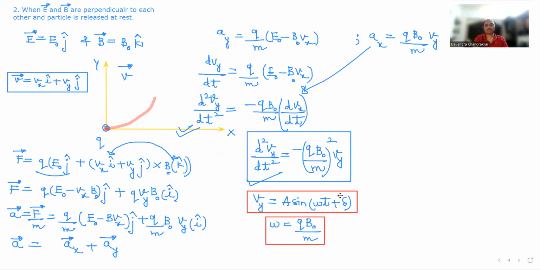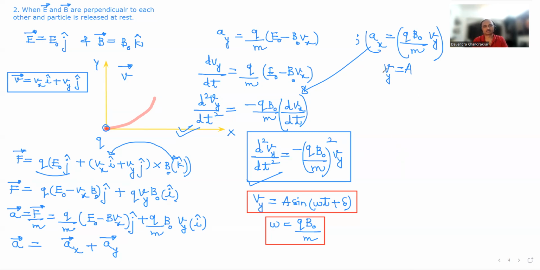But we don't know the value of a, we don't know the value of delta. So how did we get dvx by dt? It was dvx by dt equal to ax. We substituted this here. That's why this q b naught by m becomes a whole square, and Vy is left from here.